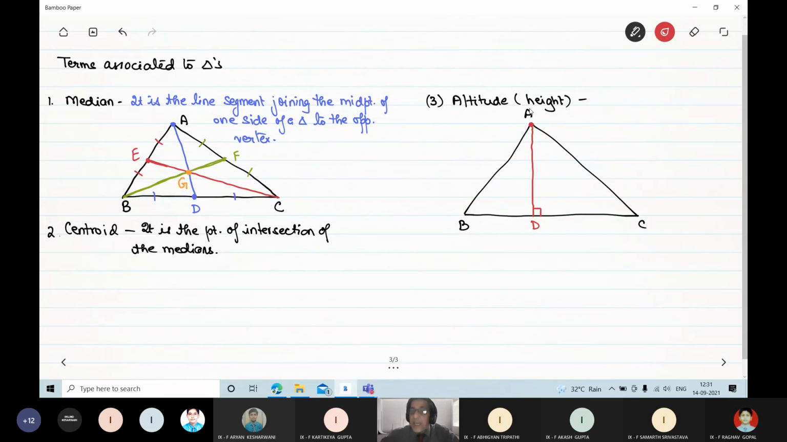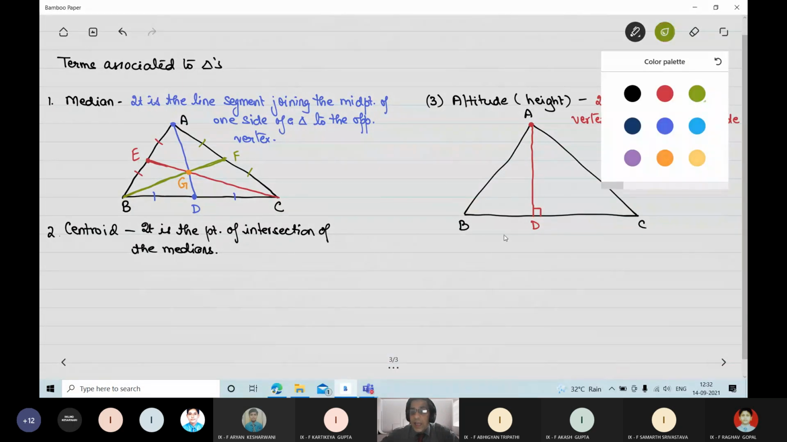So when we define the altitude, we say it is the perpendicular from a vertex of a triangle to the opposite side. That's it. It does not talk about joining the midpoint or anything. It is just the perpendicular drawn.